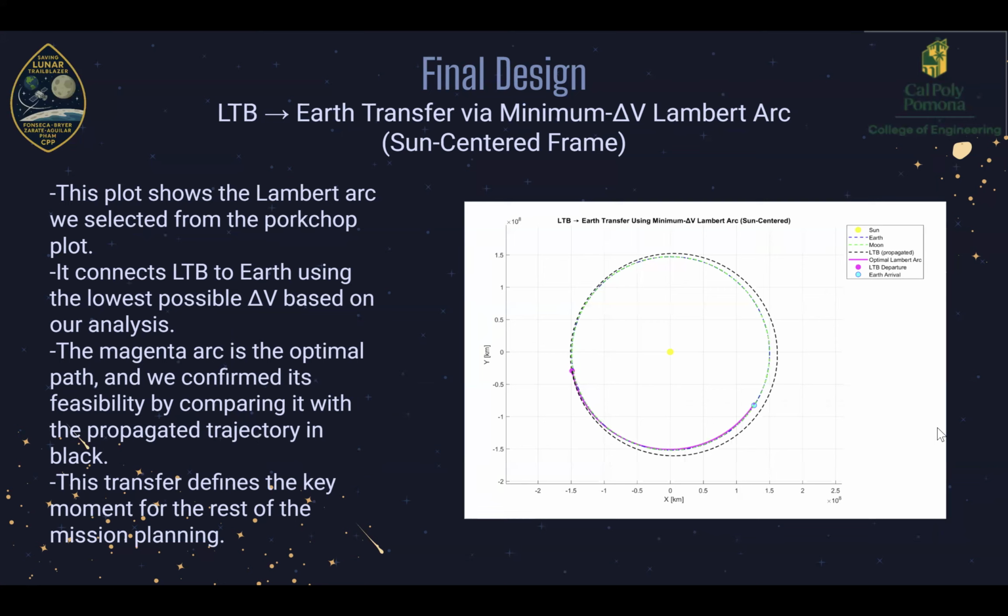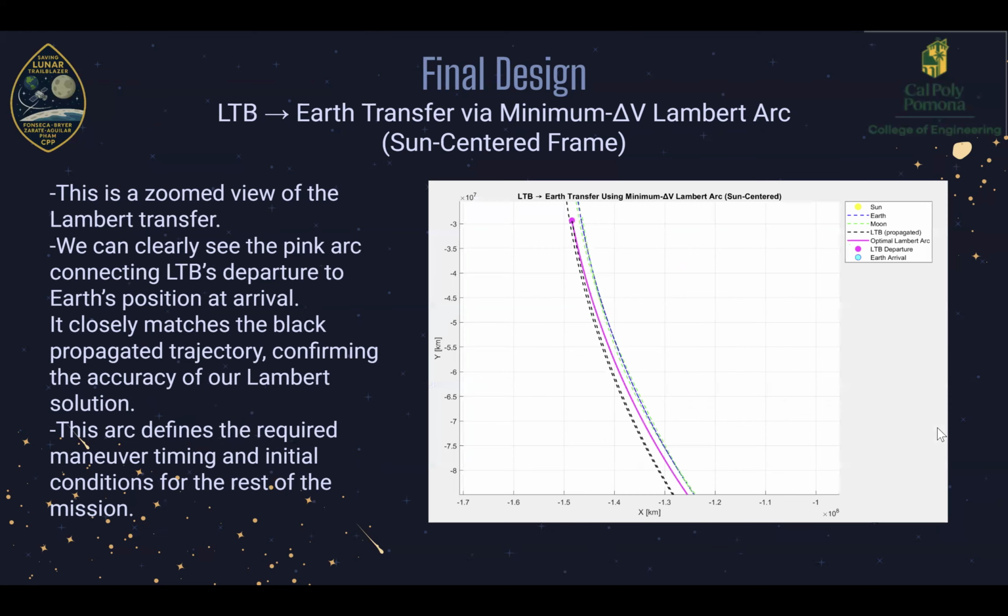And this shows the picture of the LTB to Earth transfer via the most optimal delta V Lambert arc in this heliocentric frame. Next slide. This is a zoomed view of the Lambert transfer. The magenta arc connects the departure of the Lunar Trailblazer to arrival at Earth's position, which closely coincides with the propagated trajectory of the Lunar Trailblazer, validating the accuracy of the Lambert solution. Next slide, please.